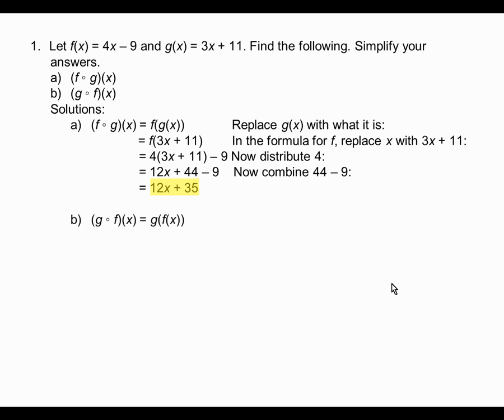Okay, for part B, g composed with f of x. By definition, it's g of f of x. Now again, starting from the inside, the first thing we can do is replace f of x with what it is. It's 4x minus 9. So I'm going to have g of 4x minus 9.